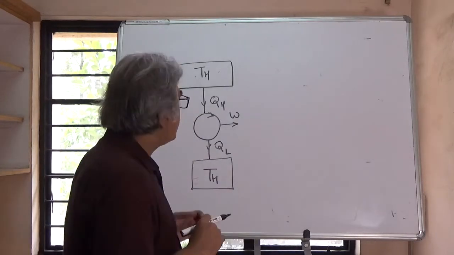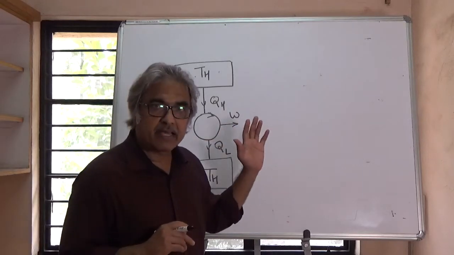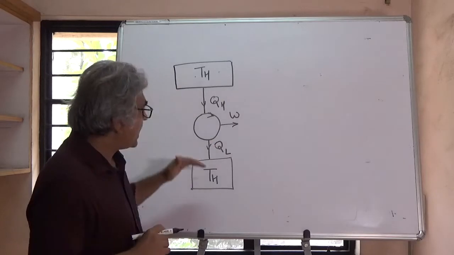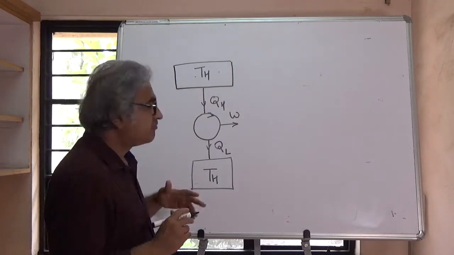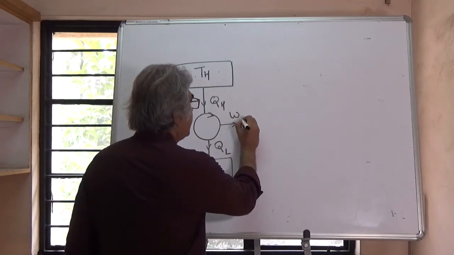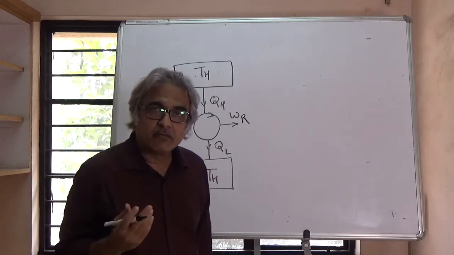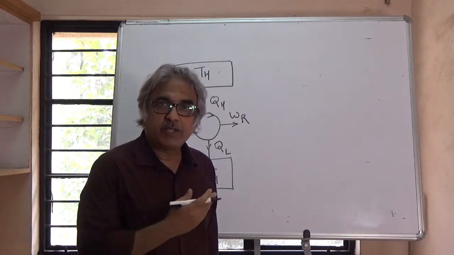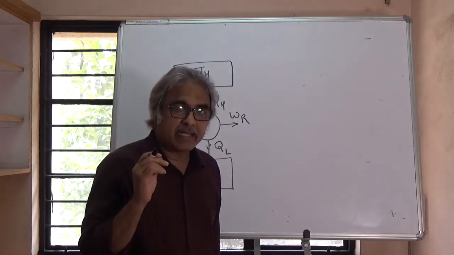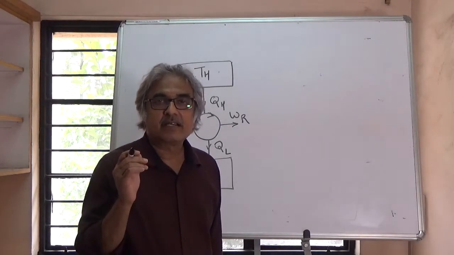Hello students. So here I have drawn a Carnot cycle operating between the temperature limits TH and TL. So this Carnot cycle, that means it's a reversible cycle. So I will write this W as WR, that is the net work output during a reversible cycle. Now please recollect that we have already derived Clausius theorem.